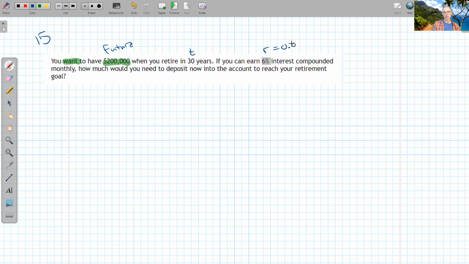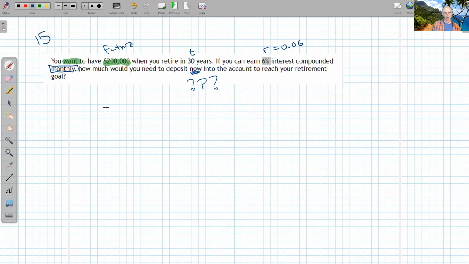So as a decimal, 6/100ths. And we're also compounding monthly, and we need to know that too. We want to know how much to deposit now. So the question is, what is our present value to reach this retirement goal that we have here?